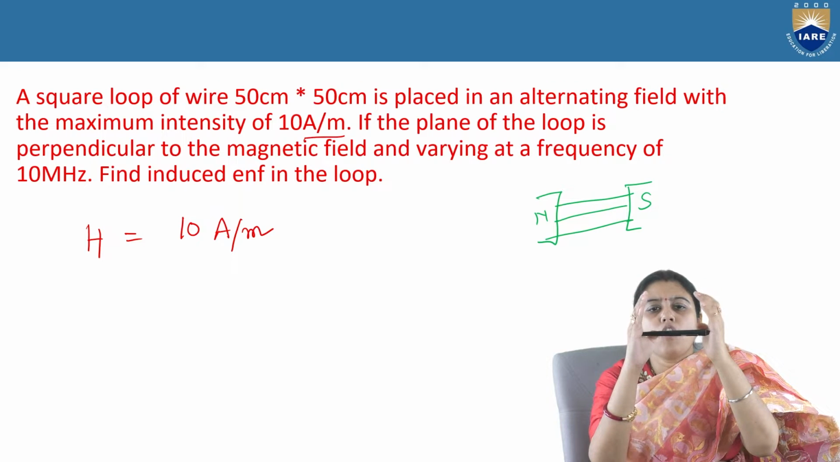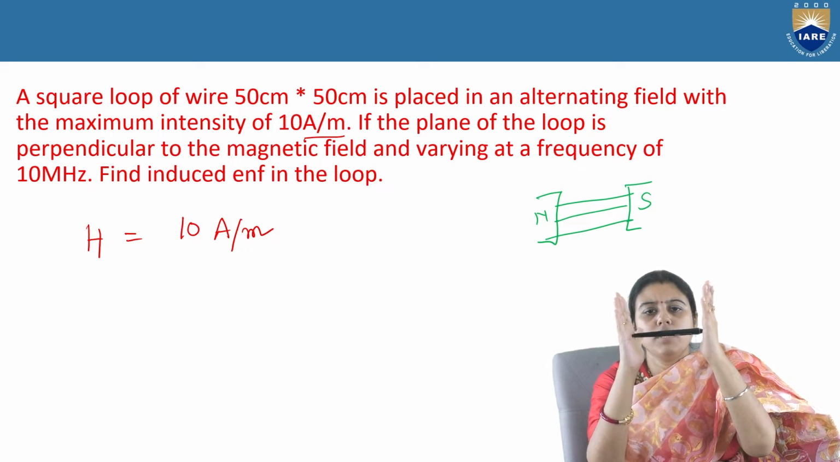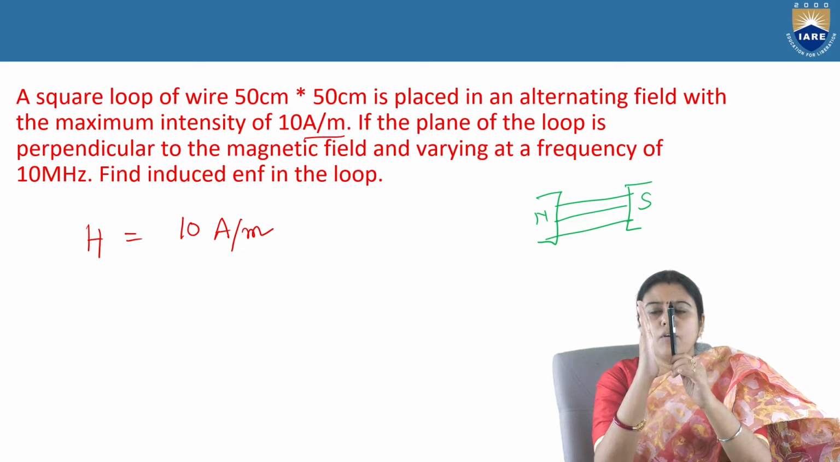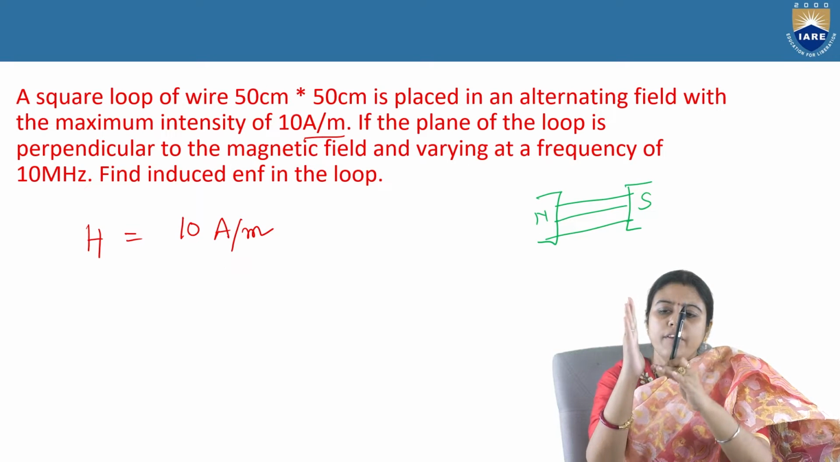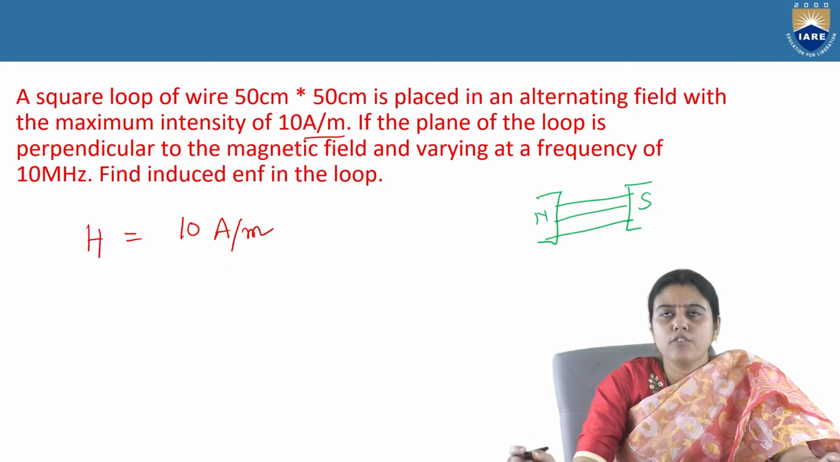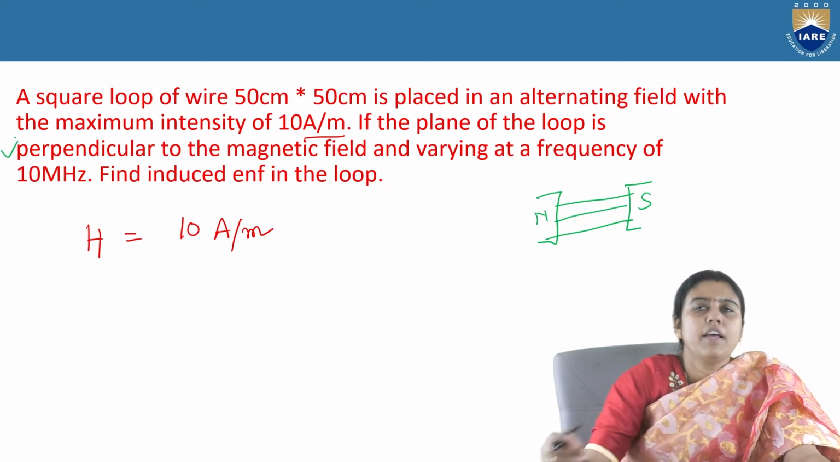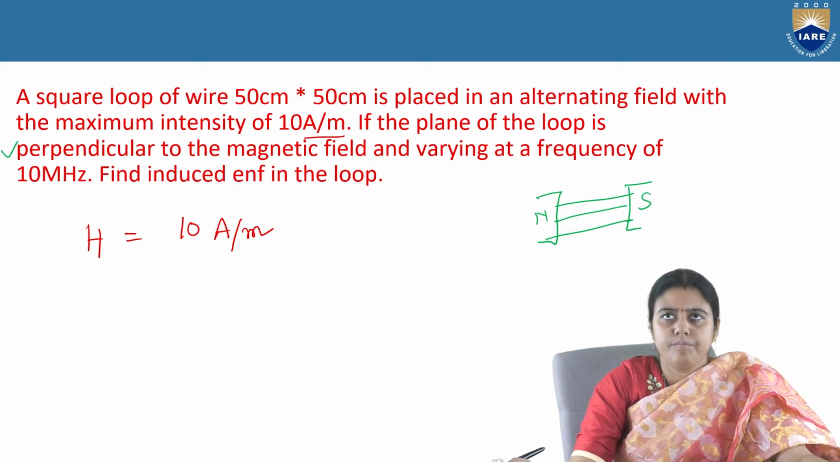Now, if any coil, like the plane, is placed in between this, the number of flux cuttings is 0 because it is parallel. But if the coil is perpendicular, what will happen? All the lines of flux starting from here to here will cut the total coil. That's why we are taking the coil perpendicular to the magnetic field: the maximum amount of flux cutting is there.